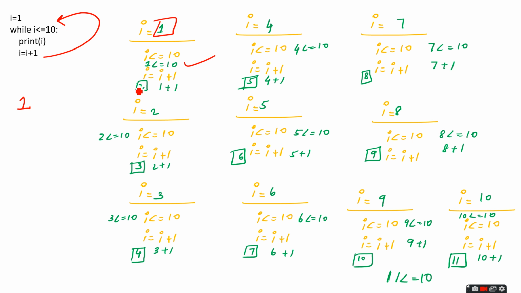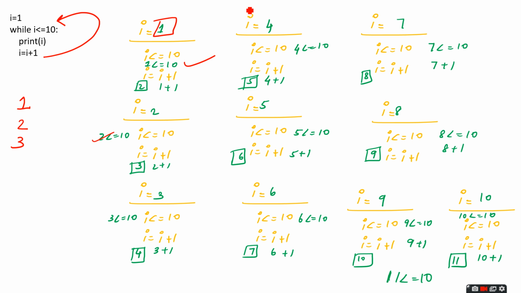We will go back to the loop. We'll check the condition. 2 less than or equal to 10, condition true. So we have to print I, that is 2. Then I equal to I plus 1, that is 3. Next value of I is 3. Then we'll check 3 less than or equal to 10, condition true, will come inside the loop, print I.